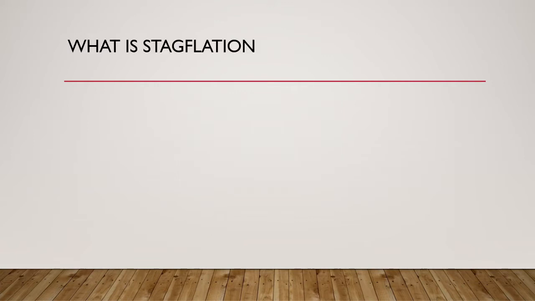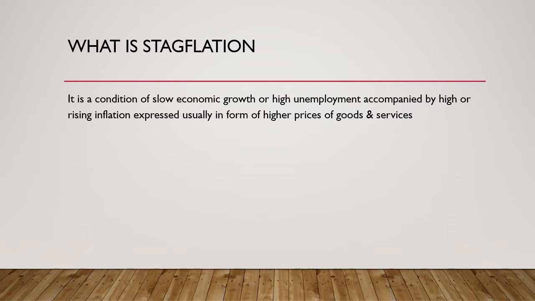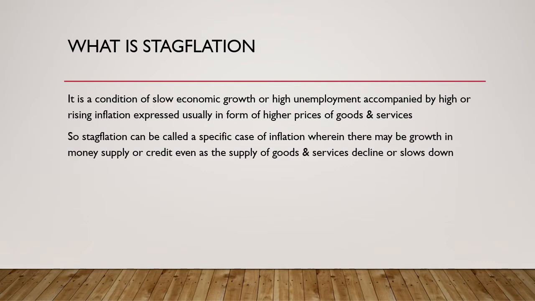So now, what is stagflation? Stagflation is a condition of slow economic growth or high unemployment, which is accompanied by a high or rising inflation, usually expressed in the form of higher prices of goods and services. So basically, stagflation can be called a specific case of inflation, wherein, like in inflation, there may be growth in money supply or credit. However, in this specific case, this is accompanied by a decline in the supply of goods and services, or at least a dramatic slowdown.